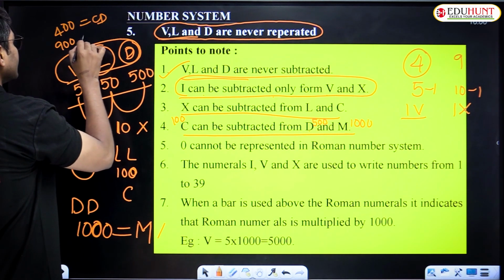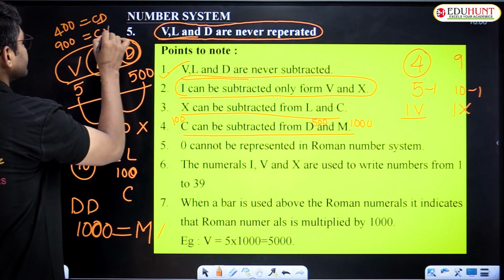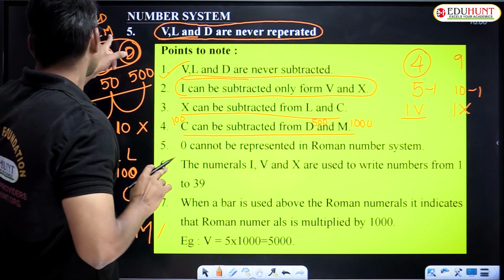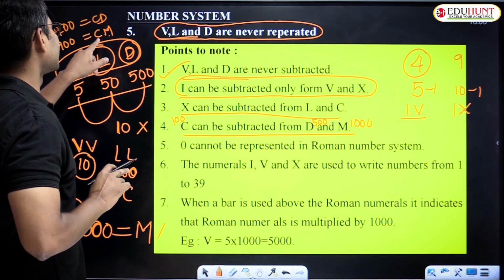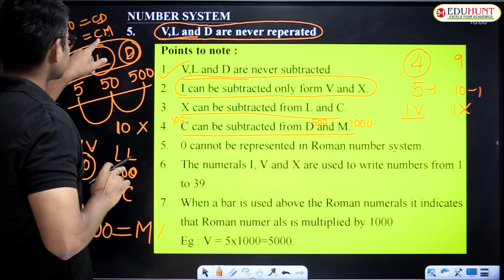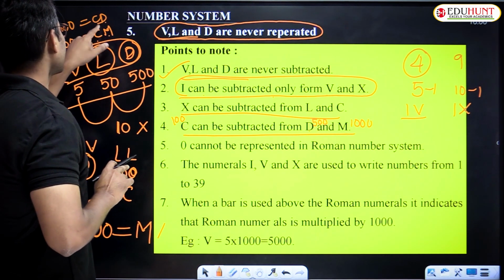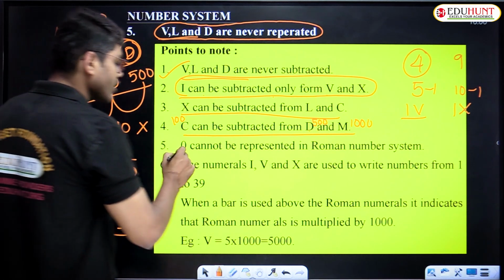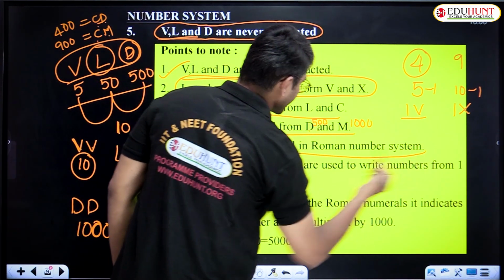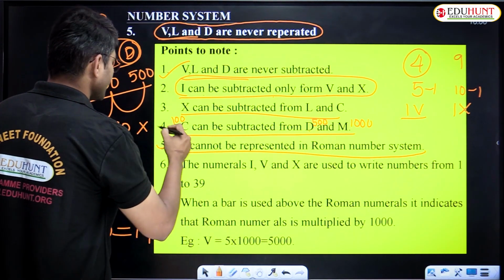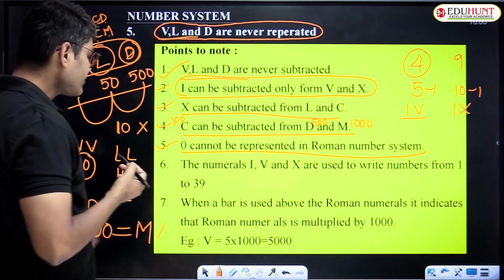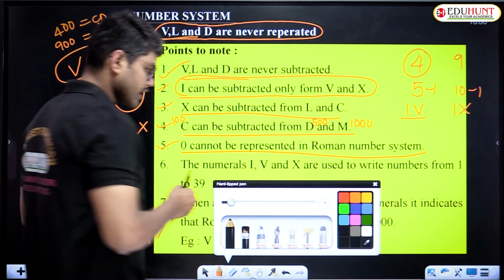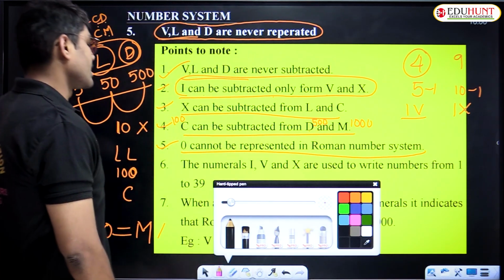900, nothing but CM. CM is nothing but 900. This is 1000. 1000 minus 100, 900. This is 500. 500 minus 100, that is 400. Okay. 0 cannot be represented in the Roman number system. This is a very, very important point.